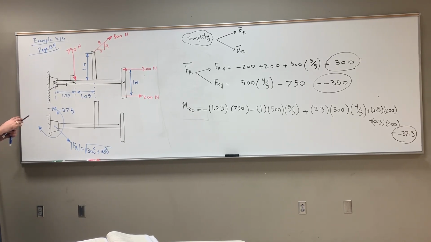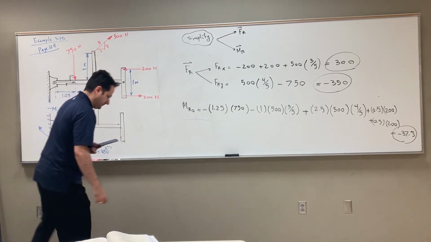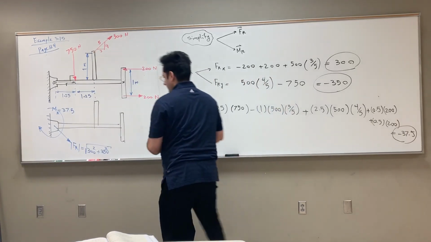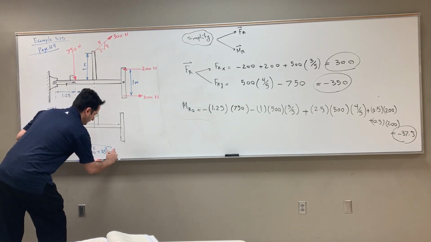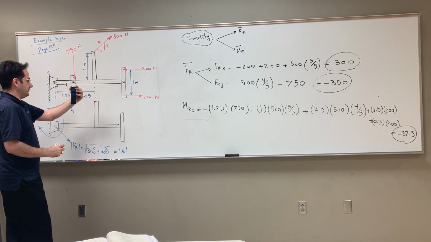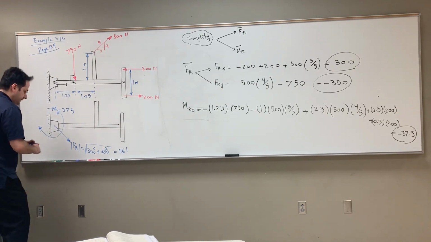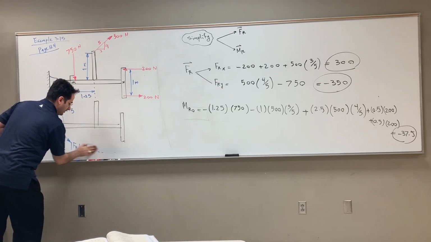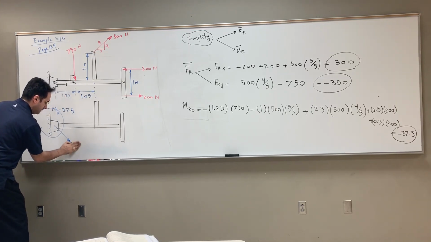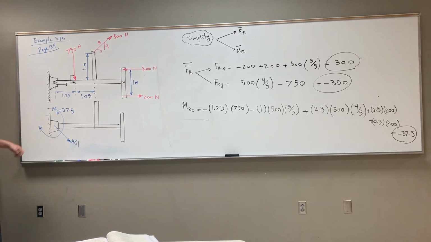So square root of 300 squared plus 350 squared is 461, right? So, in fact, let's just copy this. 461, right? And you also have this angle.